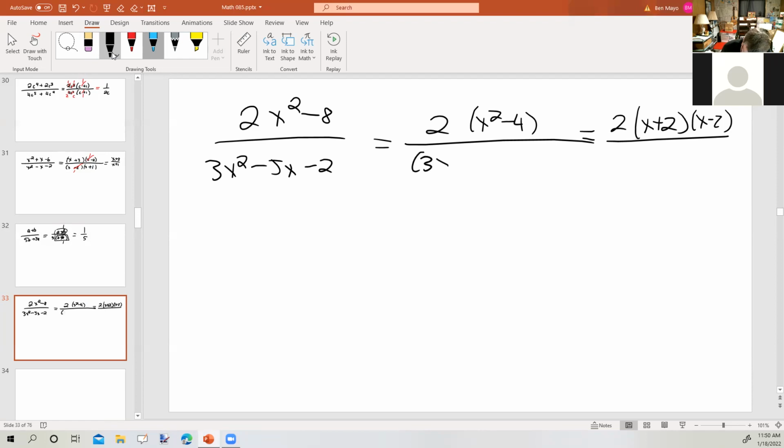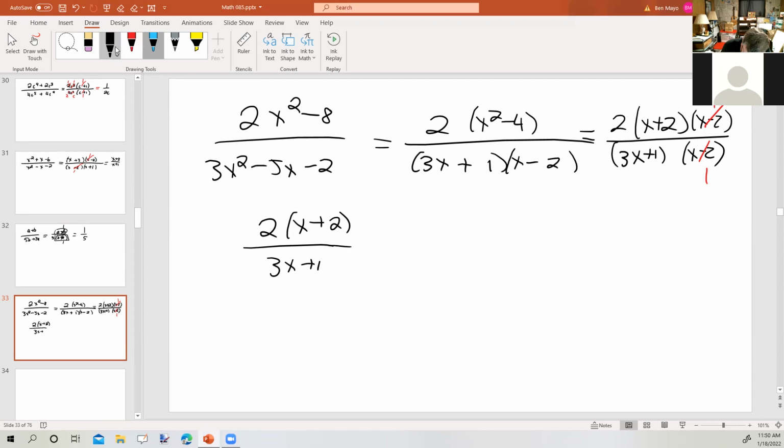Let's see, this is going to be a 3x and an x, and a 2 and a 1, and a minus and a plus. And then we're going to get 3x plus 1, x minus 2. The common factors to reduce out are the x minus 2's. So we've got 2 times x plus 2 over 3x plus 1, or 2x plus 4 if you wanted to distribute back in the numerator.